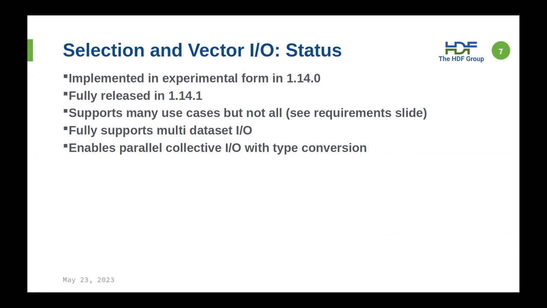So this was implemented in experimental form in 1.14.0. It was off by default, but you could use an environment variable to turn it on to play around with it. But it's fully released in 1.14.1 with HDF5 APIs to turn it on and off, and more features. And it supports many but not all use cases. We'll talk more about that later. It fully supports multi-dataset I/O, which I talked about a few weeks ago, and is another new feature in 1.14. So the library will build a selection I/O operation that spans across multiple datasets if you ask it to. And it also enables a new feature, parallel collective I/O with type conversion. Until now, if your dataset read or write operation included type conversion, then you could not get collective I/O.